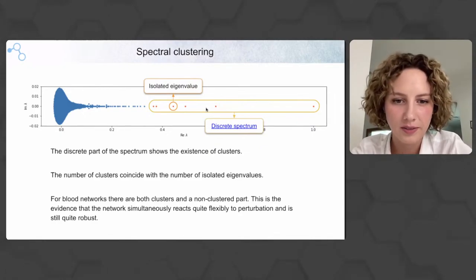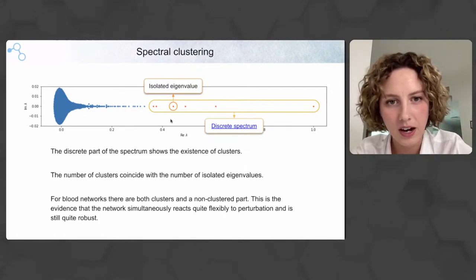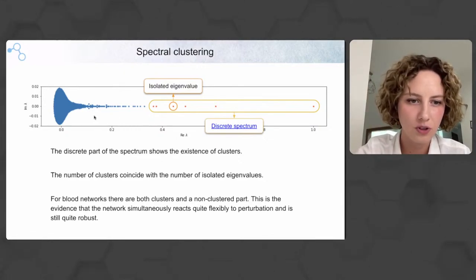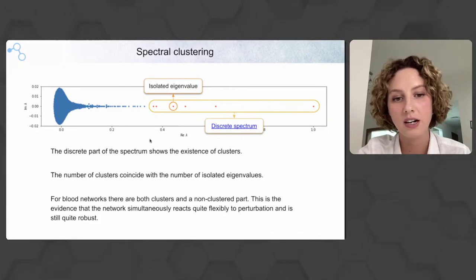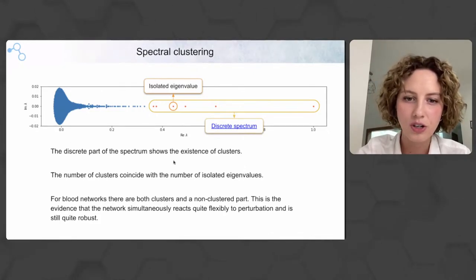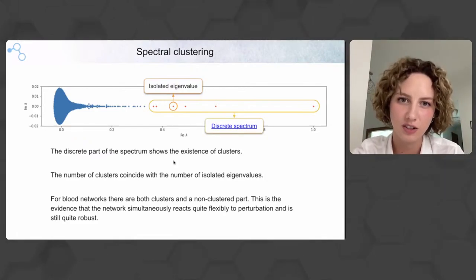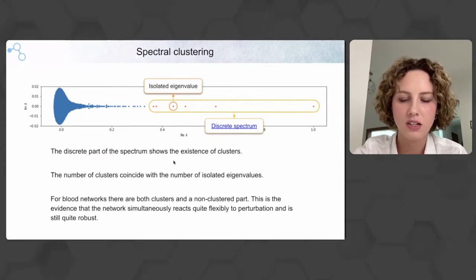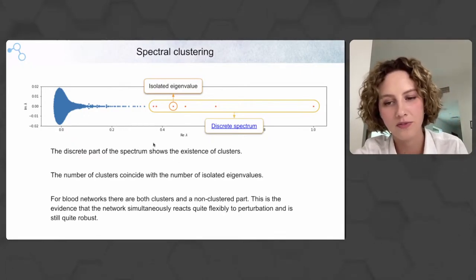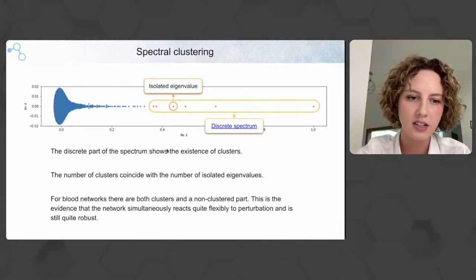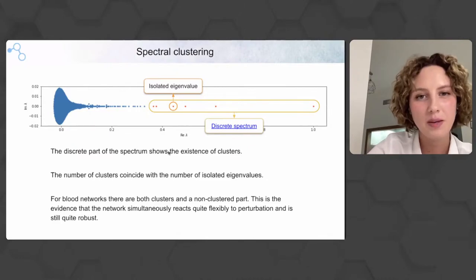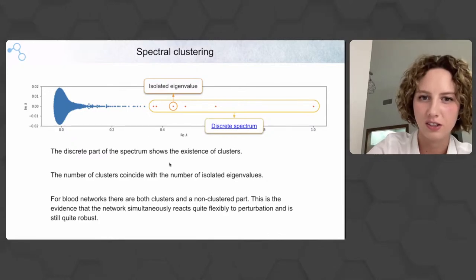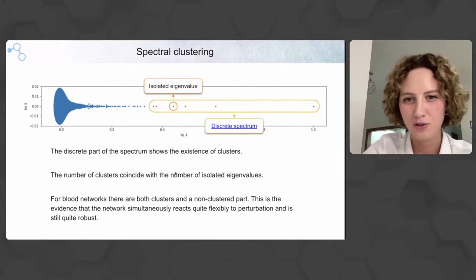And after analysis, we understood that, for example, for blood networks, there are both clusters in the network and a non-clustered part of the network. This is the evidence that the network simultaneously reacts quite flexibly to perturbations, but it is still quite robust. And maybe this is a sign of functioning near a critical point, which we have to prove.